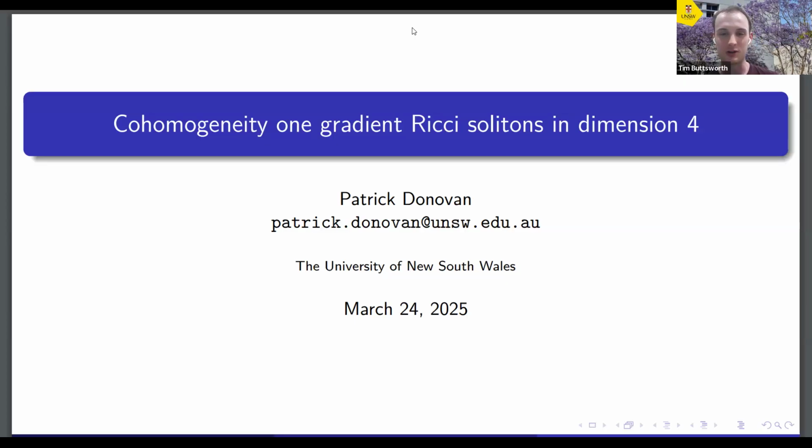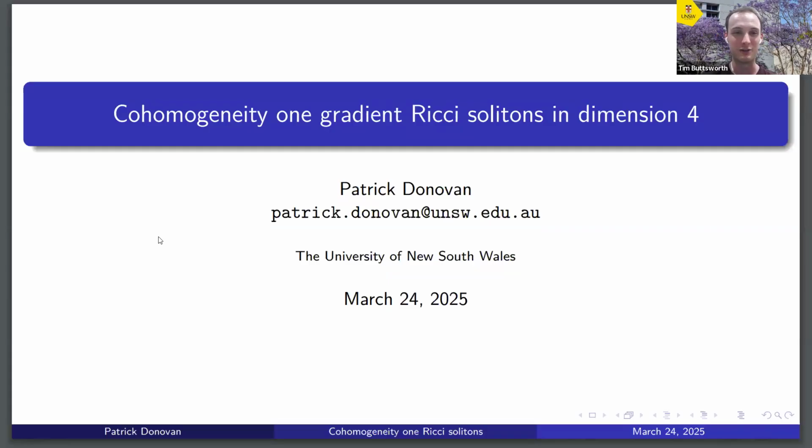So our first talk of this particular year will be given to us by Patrick. He's a Master's by Research student at the University of New South Wales. We're quite pleased he was able to speak at such short notice. So this is an introduction to Patrick. His topic that he's going to talk to us about now is cohomogeneity 1 gradient Ricci solitons. Thank you for this, Patrick.